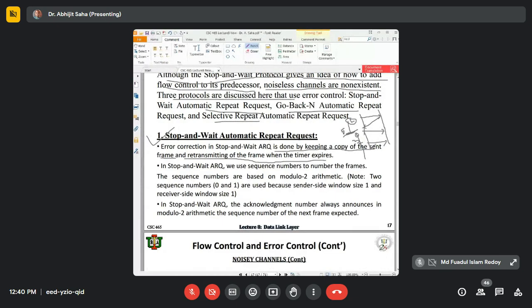Do you understand that or not? Yes, sir. If it does not arrive within the time, then he will send it again? Right, exactly. He is going to resend the frame. The example is coming in the next slide, so it is going to be more clear.